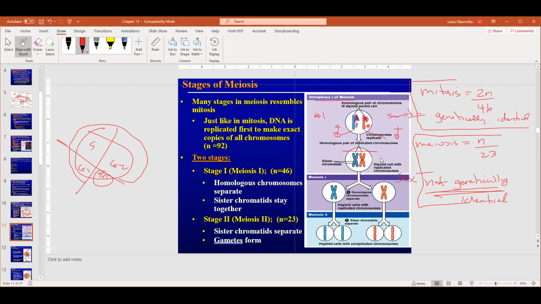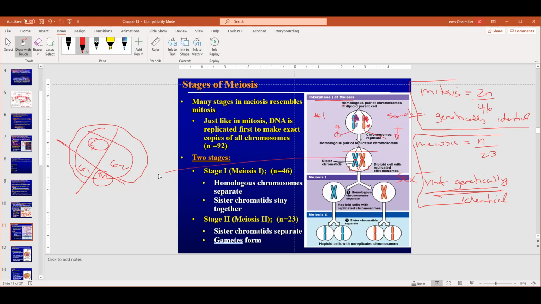And that's what it's showing here. Right, so if there was blue eyes on this one, both of these would have blue eyes. If there's brown eyes on this one, both of these would have brown eyes. And these are called sister chromatids because they're genetically identical. They're copies from S phase. Make sense?